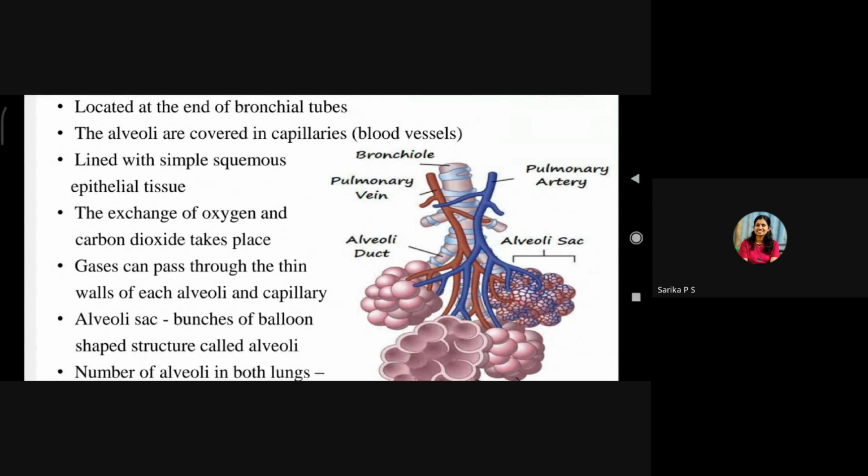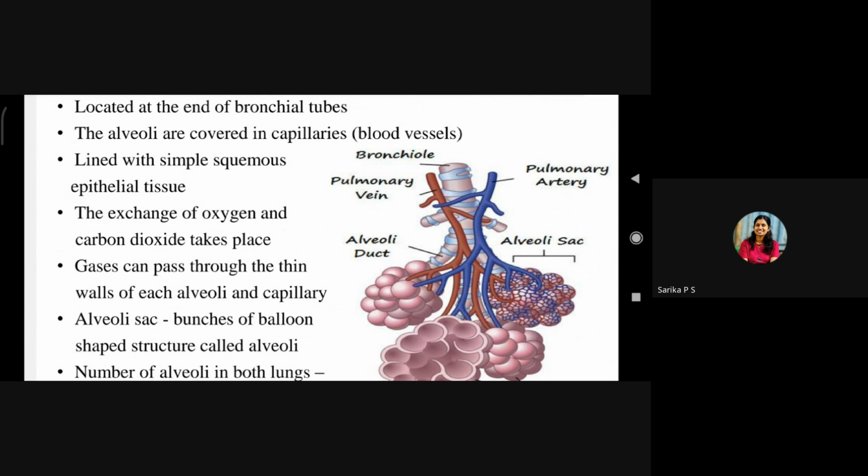Till now, we have seen that the lining was either ciliated stratified or ciliated columnar, because cilia were necessary in the pathway. Now here you can see alveoli are made up of simple squamous epithelial tissue. The exchange of oxygen and carbon dioxide takes place in alveoli only. Gases can pass through the thin walls of each alveolus and capillary.